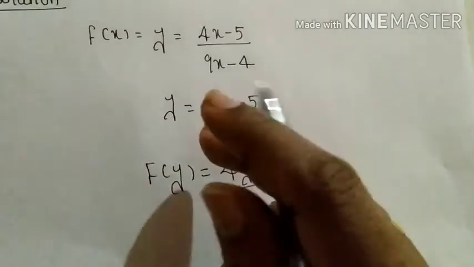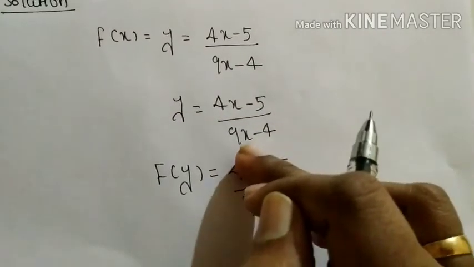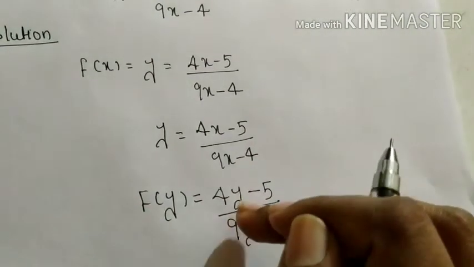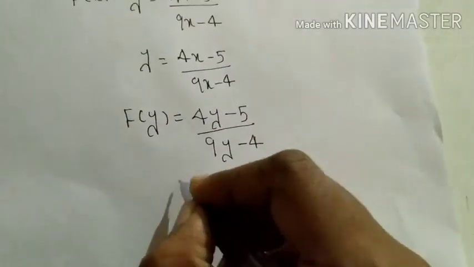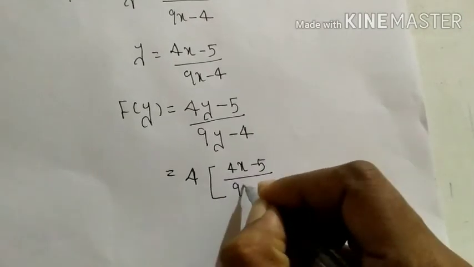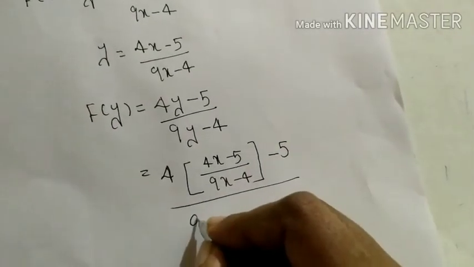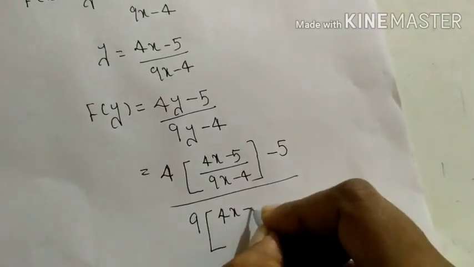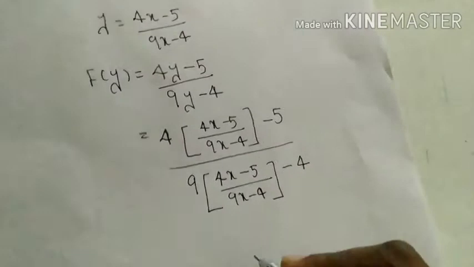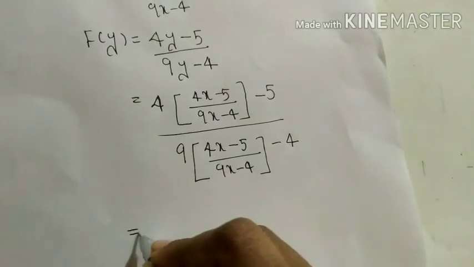So substituting the value of y in this equation, where y is (4x - 5)/(9x - 4), which is already given in the question. Substituting into f(y), we get 4 times (4x - 5)/(9x - 4) minus 5, whole divided by 9 times (4x - 5)/(9x - 4) minus 4. Next I am going to cross multiply.